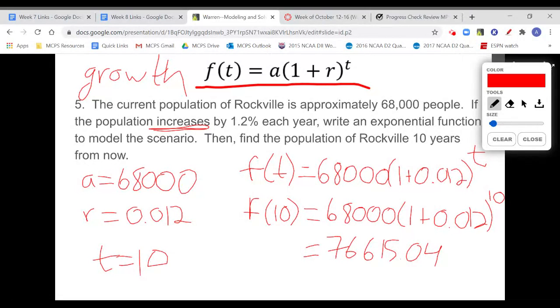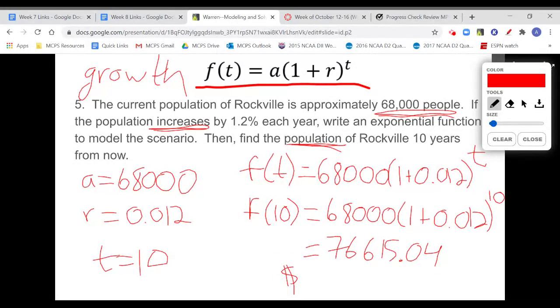Does this answer make sense? Should I be throwing a dollar sign up there for units? Like, I don't know. Well, look back in the problem. My initial value, 68,000 people. Then it asks find the population of Rockville 10 years from now. Population means the number of people living somewhere, right? So I'm looking at people here, not money. So can I have 0.04 of a person? Probably not. I would hope not. I don't want to see that much of a person, okay? I want to see whole people.